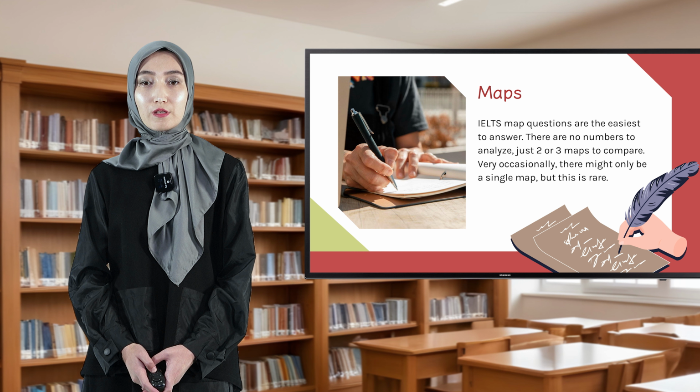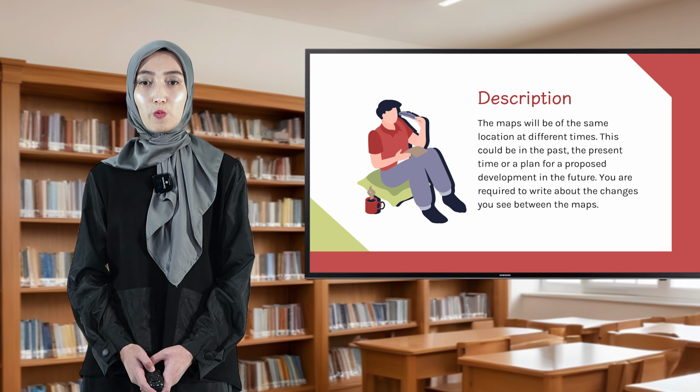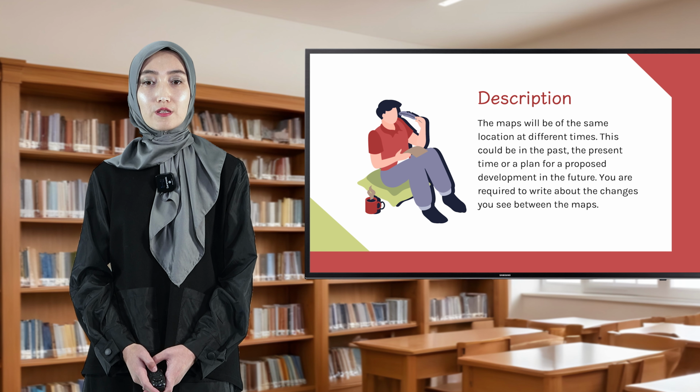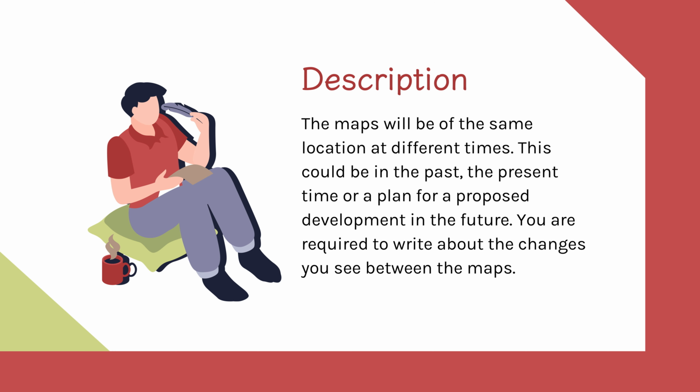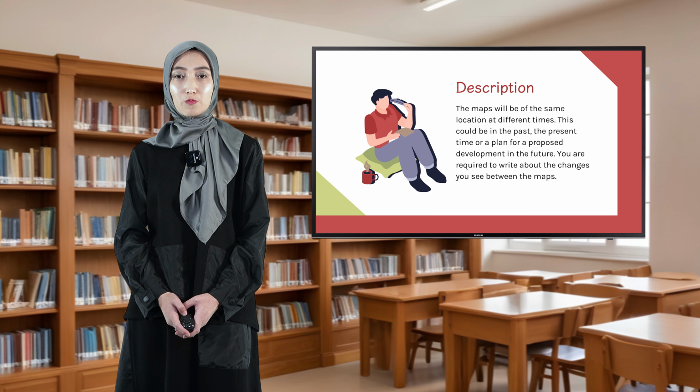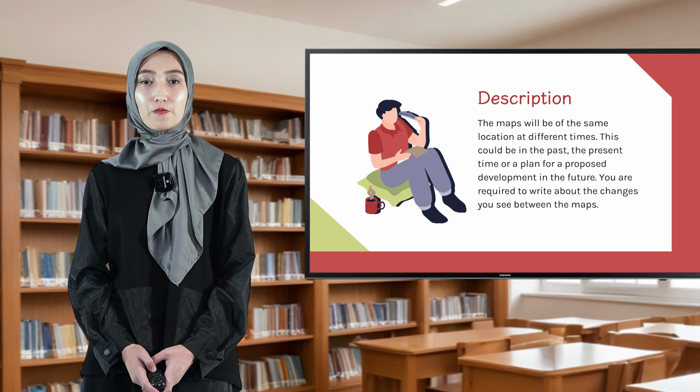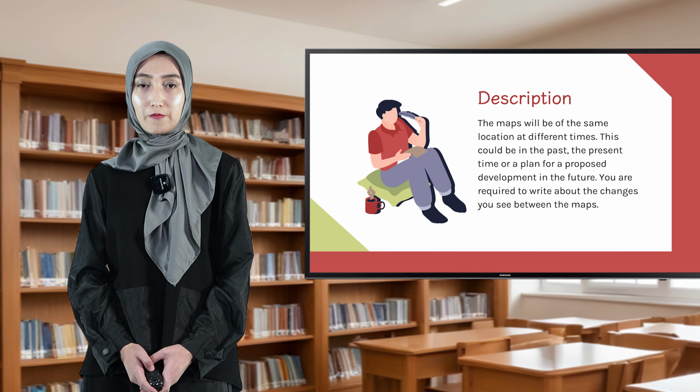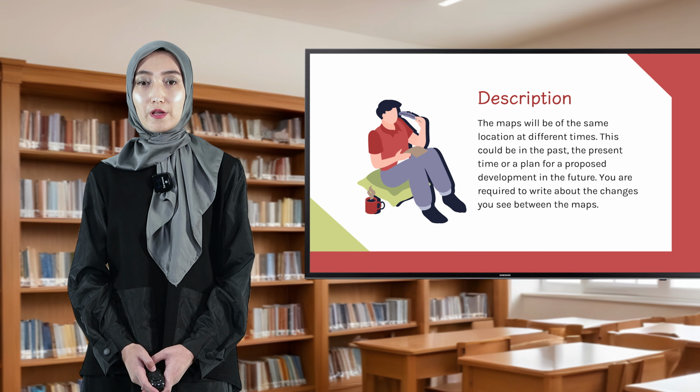Very occasionally there might be only one single map, but this is rare. The maps will be of the same location at different times, and this could be in the past, the present time, or a plan for the proposed development in the future. Just imagine you are given 2 maps in past tenses. For the first one you can use the past perfect, for the second one you can use the past simple.